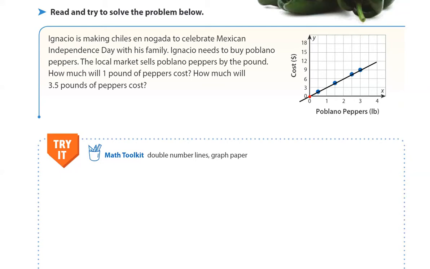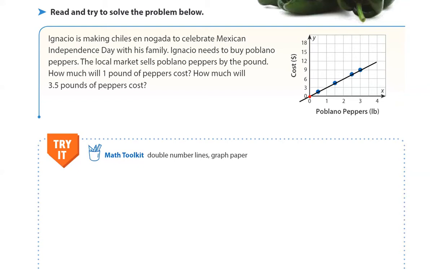So this problem says, Ignacio is making chiles en nogada to celebrate Mexican Independence Day with his family, and hopefully he's inviting me because that sounds delicious. Ignacio needs to buy poblano peppers. The local market sells poblano peppers by the pound. How much will 1 pound of peppers cost? How much will 3.5 pounds of peppers cost? Go ahead and pause and see if you can figure out the answer to their question there.